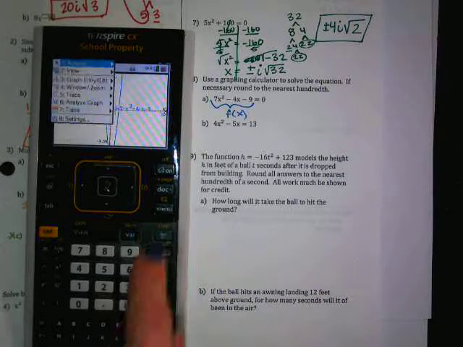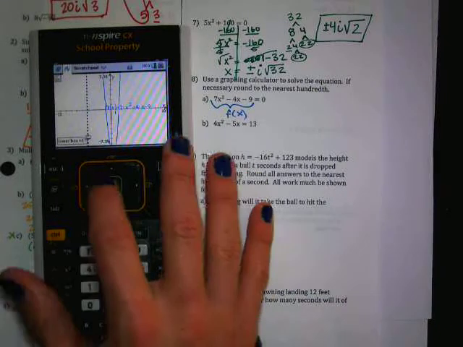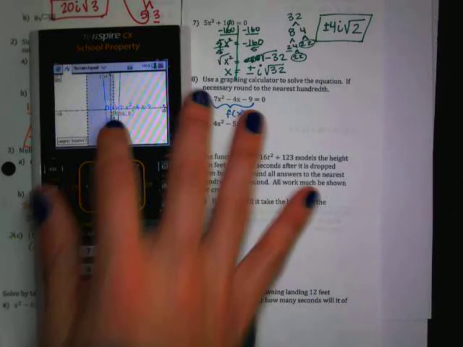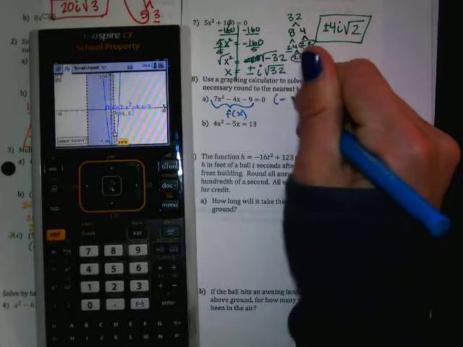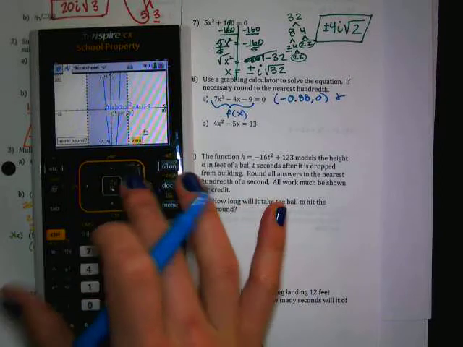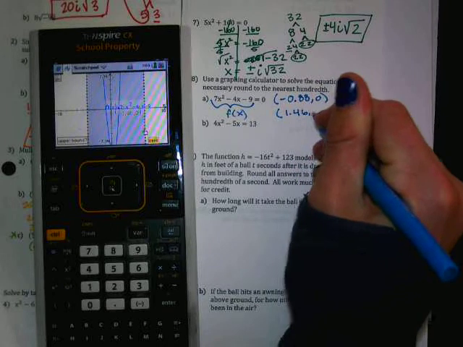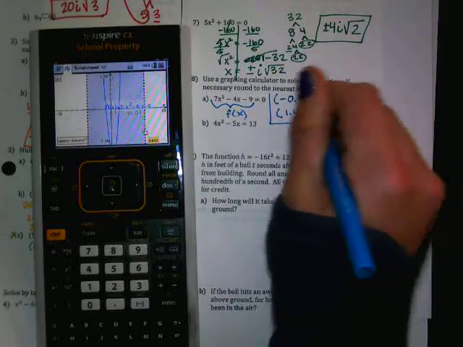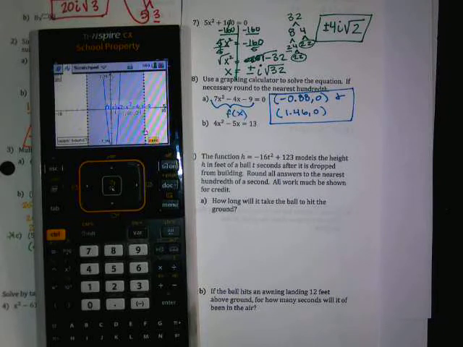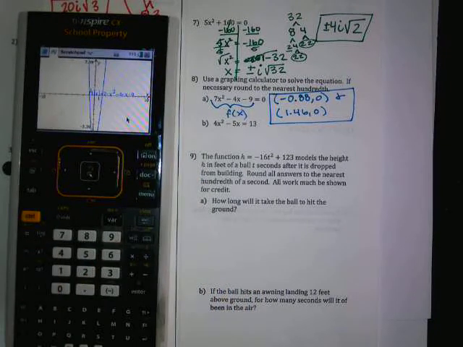So menu, analyze, 0. All right, and so then I'm going to scroll until one of them pops up, and I get negative 0.88. And then I'm going to keep scrolling, and there's my other one, 1.46, comma 0. All right. Any questions on 8?